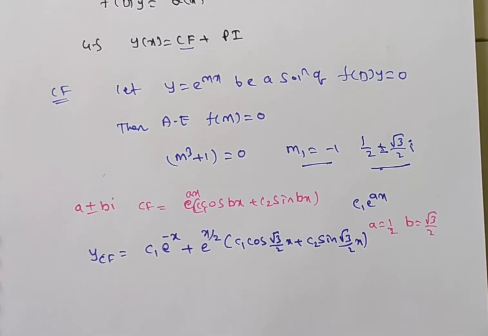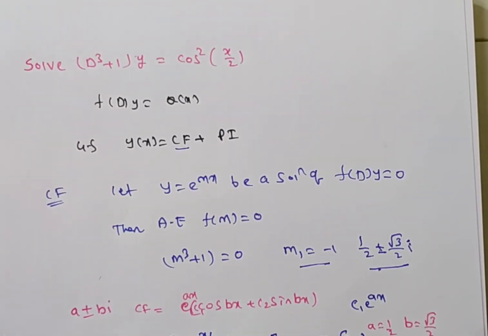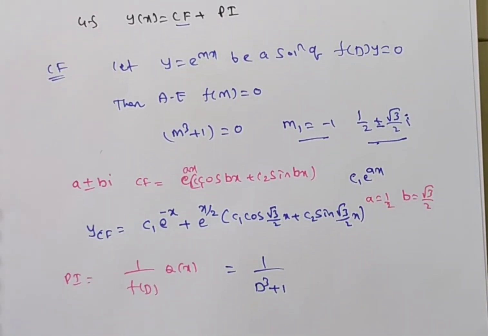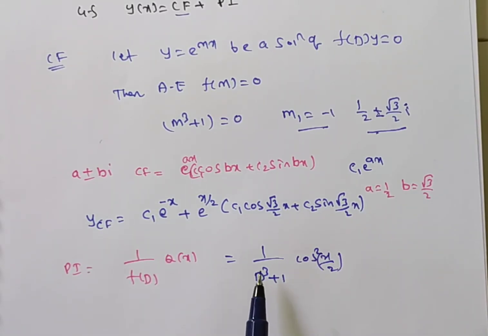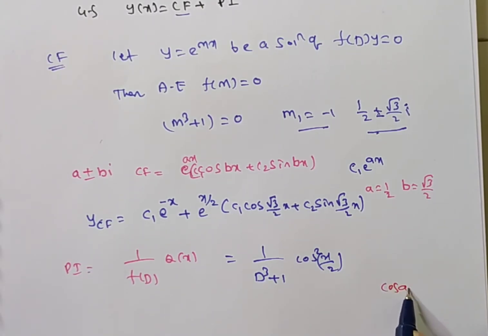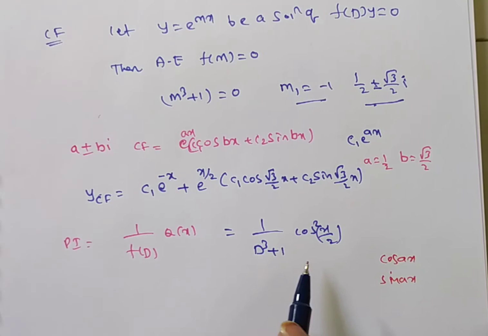Next, the particular integral. We denote the particular integral as 1/f(D) Q(x). So here f(D) is 1/(D³ + 1), and what is Q(x) here? Q(x) is cos²(x/2). You observe, this is in the form of 1/f(D) Q(x). If Q(x) is either cos ax or sin ax, we can do it directly. But here you have the cos² ax form, so we have to use another formula.